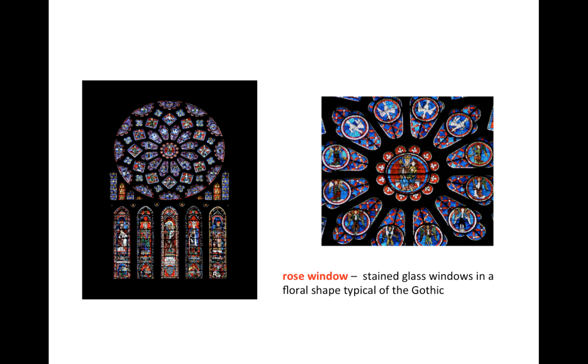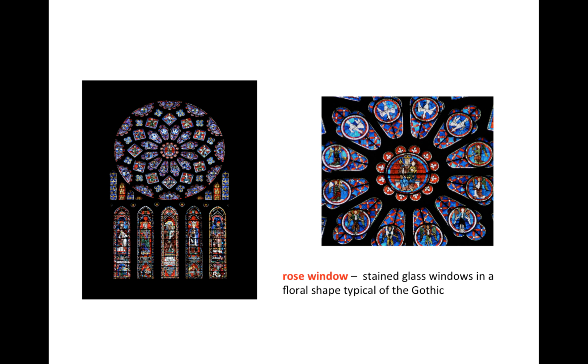And rose window, as we see a definition here, is stained glass. These are stained glass windows in a floral shape typical of the Gothic. But we also see religious iconography here as well. In this rose window, as we see the entire rose window and then close-ups here, it shows us the Virgin and Child, and then above and around them we see symbols of the dove, which is referential to the Holy Spirit.